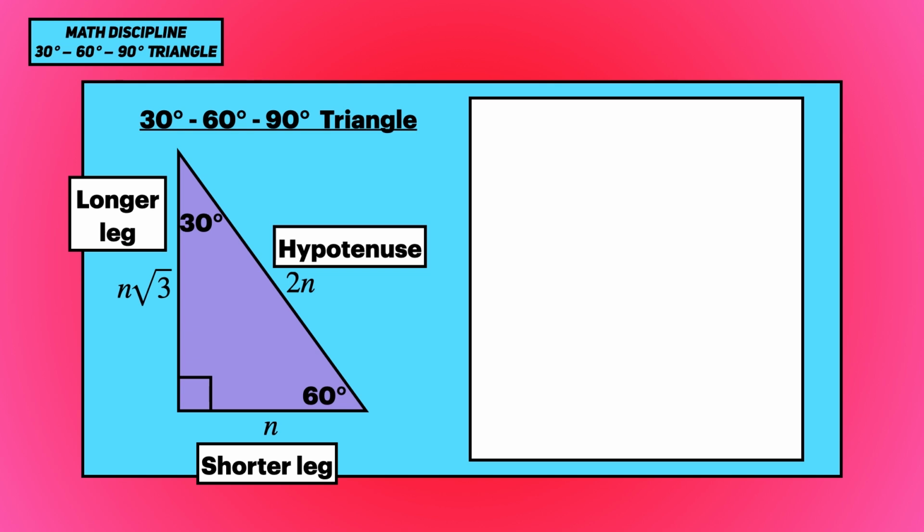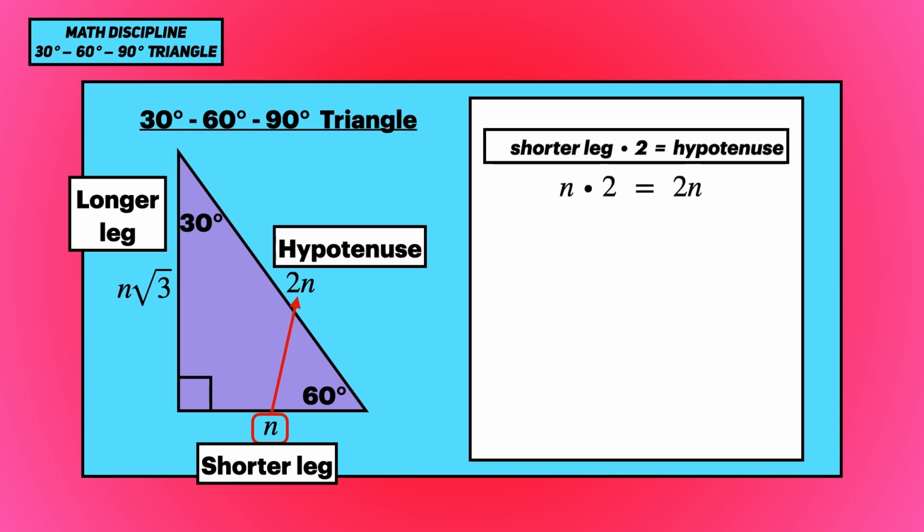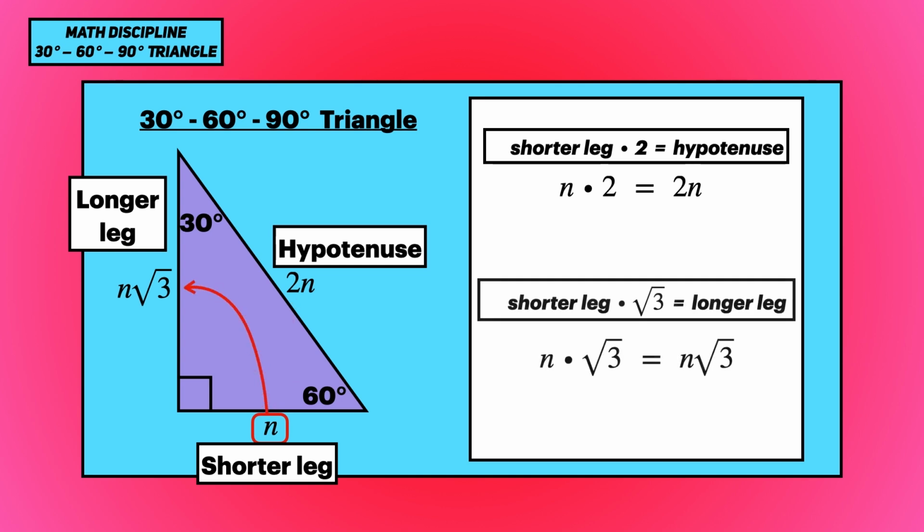If you know the length of the shorter leg and you want to know the length of the hypotenuse, you multiply the shorter leg times 2. N times 2 equals 2n. If you know the length of the shorter leg and you want to know the length of the longer leg, you multiply the shorter leg times the square root of 3. N times square root of 3 equals n square root of 3.